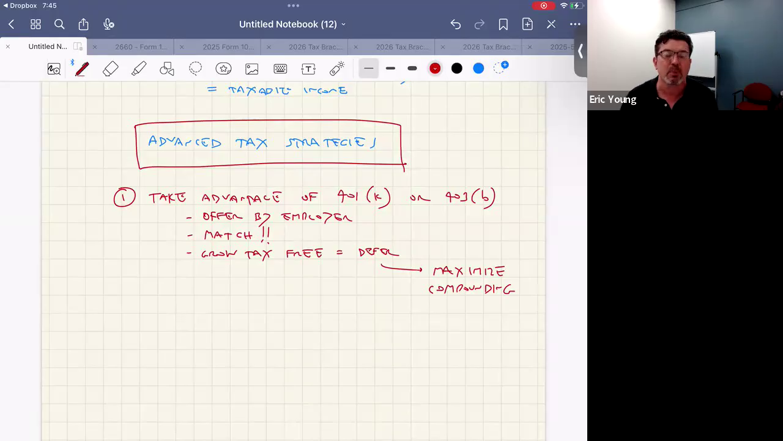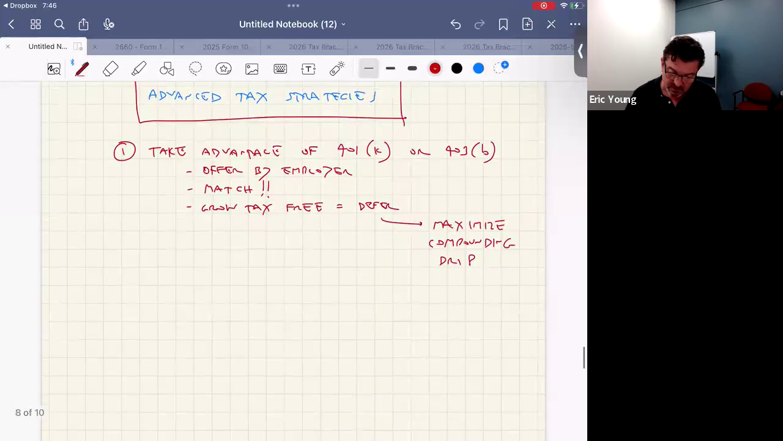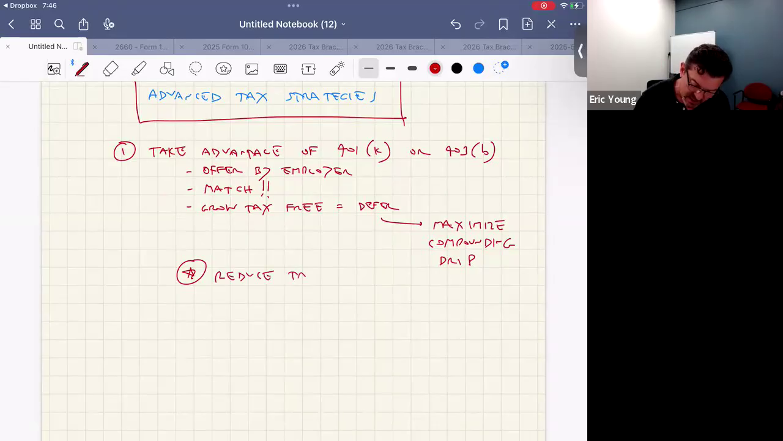Remember we talked about the DRIP strategy. We're going to reinvest those things. This is great. But I left out one important thing, and here's the real money maker. 401k and 403b plans reduce your taxes now.